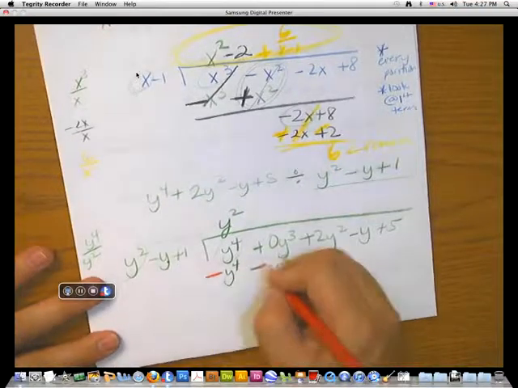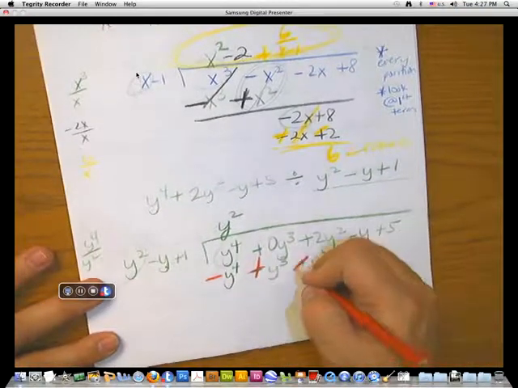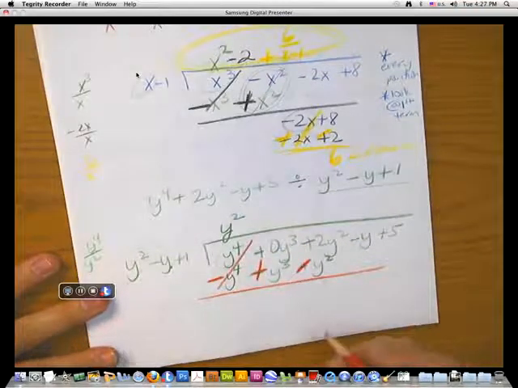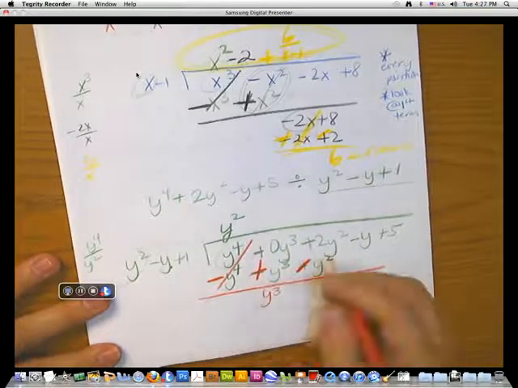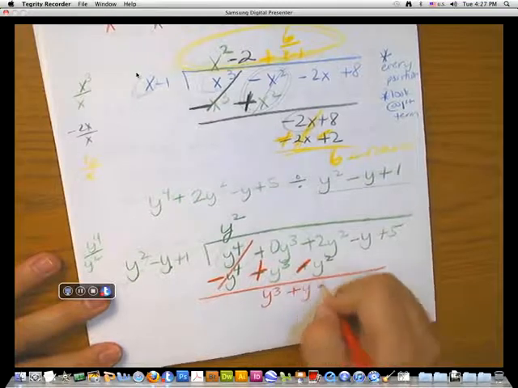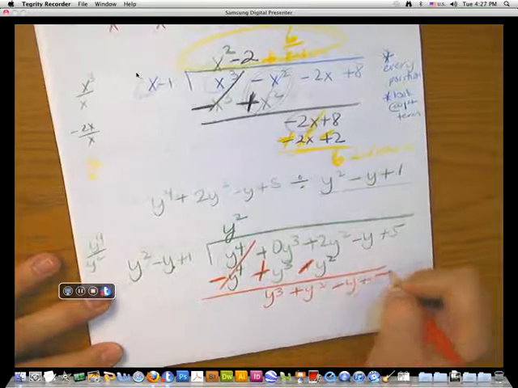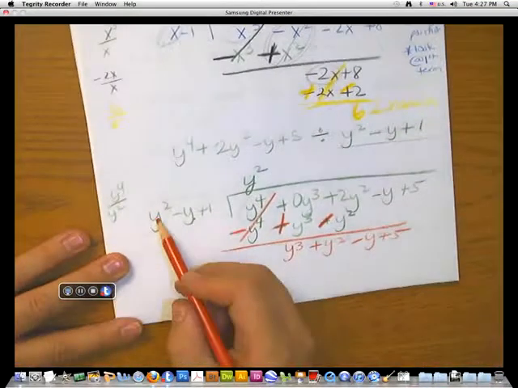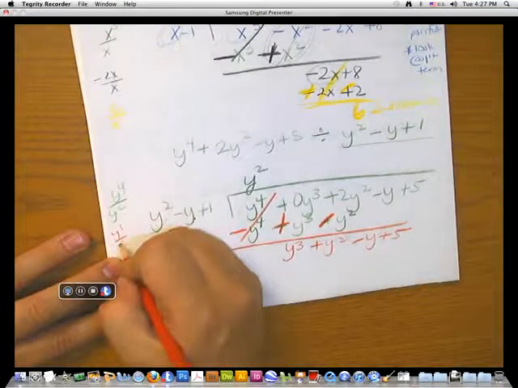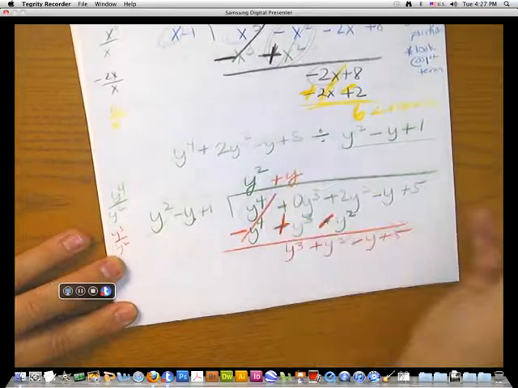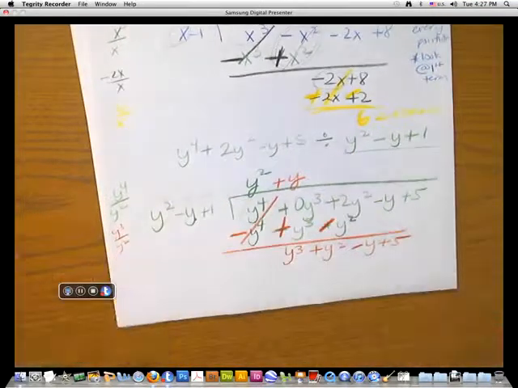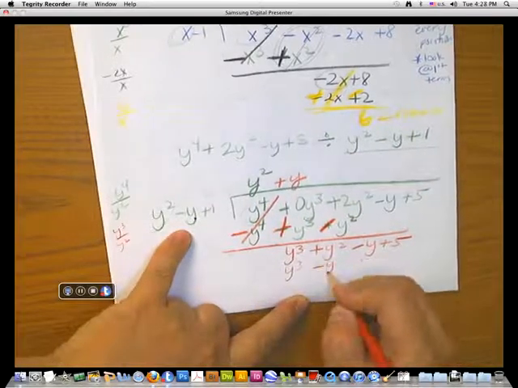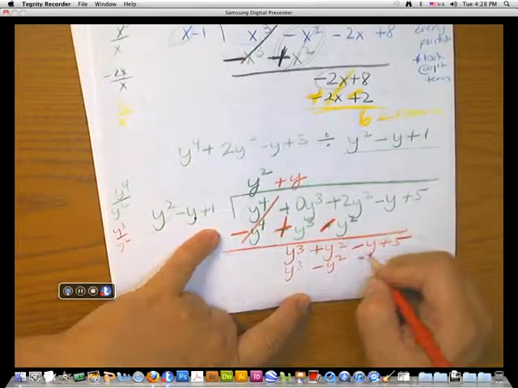Now when I subtract, I switch signs. The first one goes away. It has to go away or you did something wrong. And now I get y cubed, y squared, and the rest comes on down. So I start, first term, y cubed divided by y squared is y. Multiply around, make sure I line it up. So there's going to be y cubed minus y squared minus y.